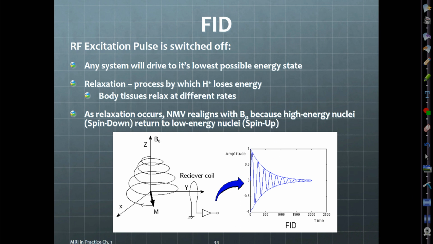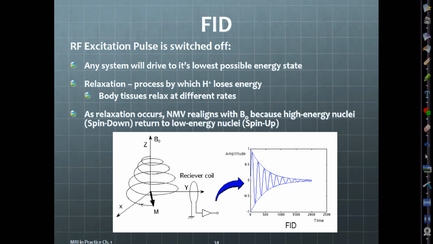Once again, when the RF excitation pulse is switched off, this is just a reminder, any system will drive to its lowest possible energy state. So remember, we put energy into these spins so that they could oppose V sub 0. So now they're at a high energy state, right? Which is good because we're getting good signal. But the moment we turn off that RF pulse, which was adding energy into those hydrogen spins, they're going to dephase and go out of phase with each other.